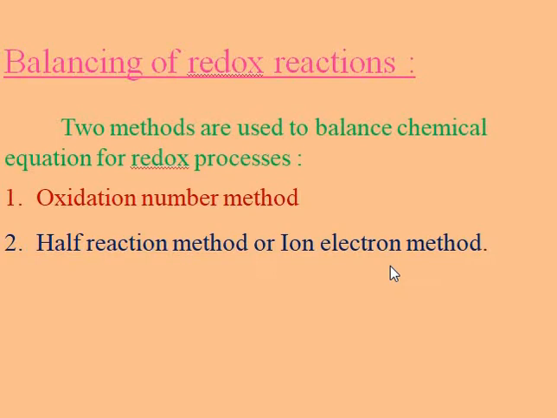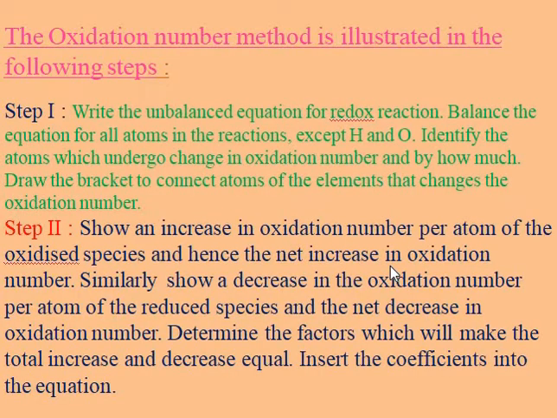Also, we are going to determine the balanced chemical equation by using the oxidation number method. The oxidation number method is illustrated in the following steps. There are 5 different steps involved.